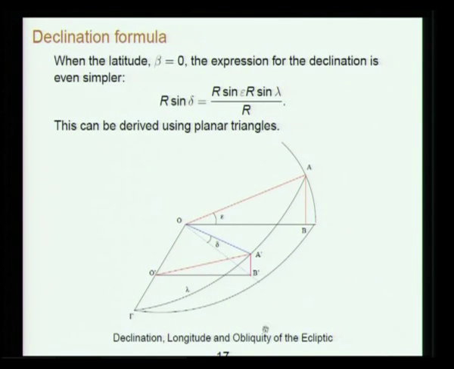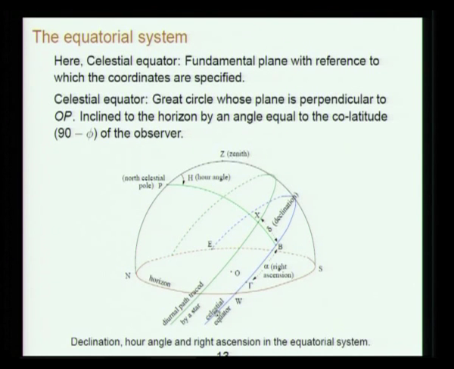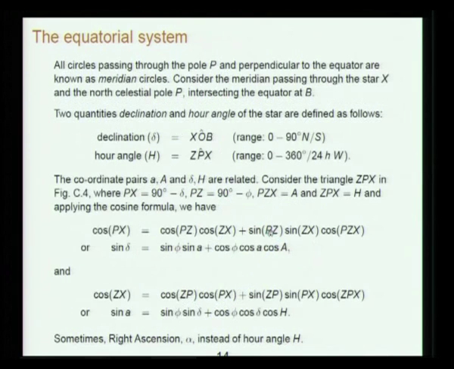Now, the declination formula. So, remember what declination is. It is the angular measure between the object and the equator; that is called declination. Now, suppose the object is situated in the ecliptic also. Then the celestial longitude will come in. So, how is it related to the longitude? That we can find out.